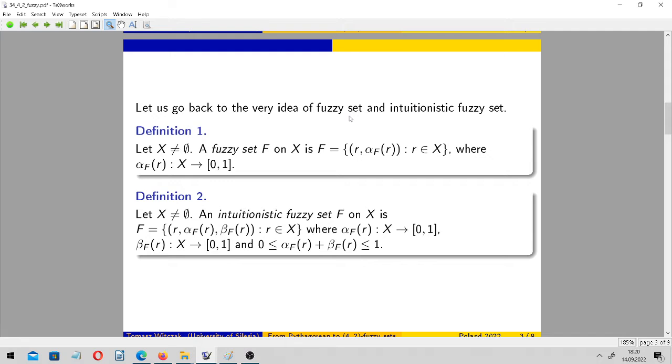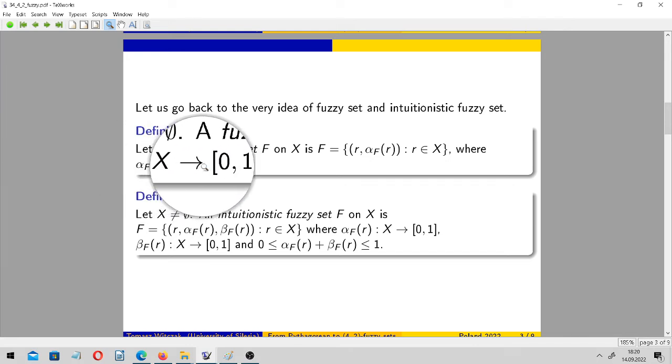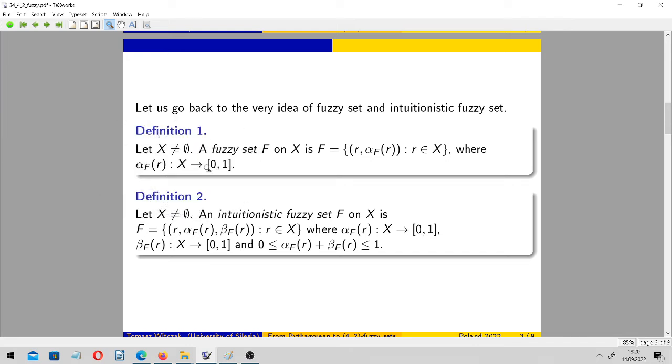Let us start from the very idea of fuzzy set and intuitionistic fuzzy set of Atanassov. If we have a non-empty universe X, then we know that a fuzzy set is a collection of pairs such that for any element of our universe, we define its level of membership in this fuzzy set. So we may identify a fuzzy set with its membership function, which takes values between 0 and 1 and corresponds to the concept of characteristic function of a crisp set.